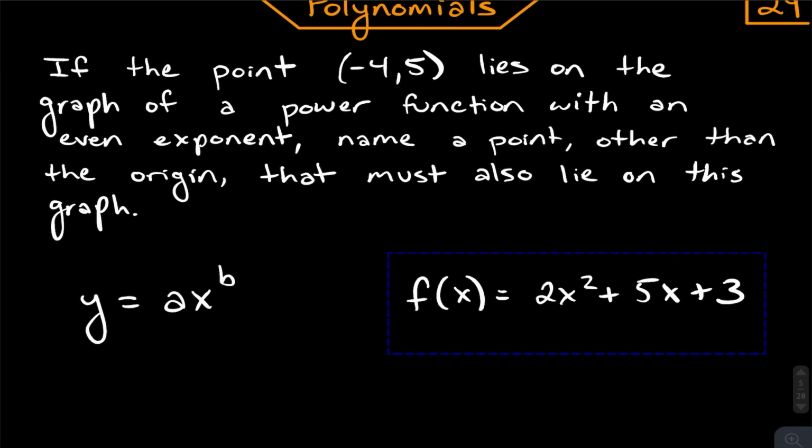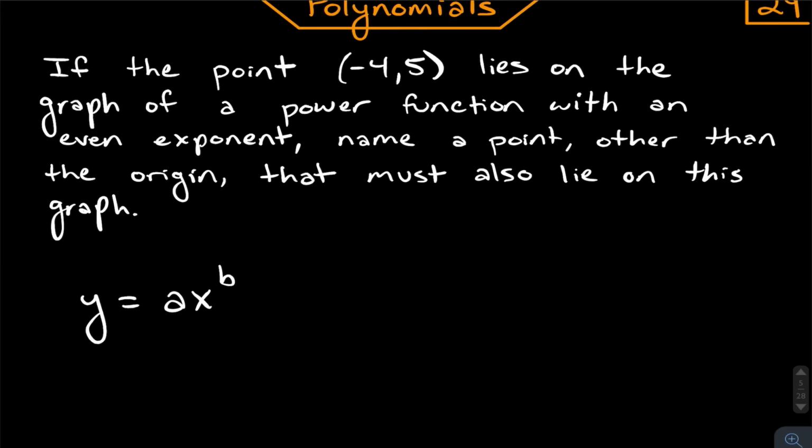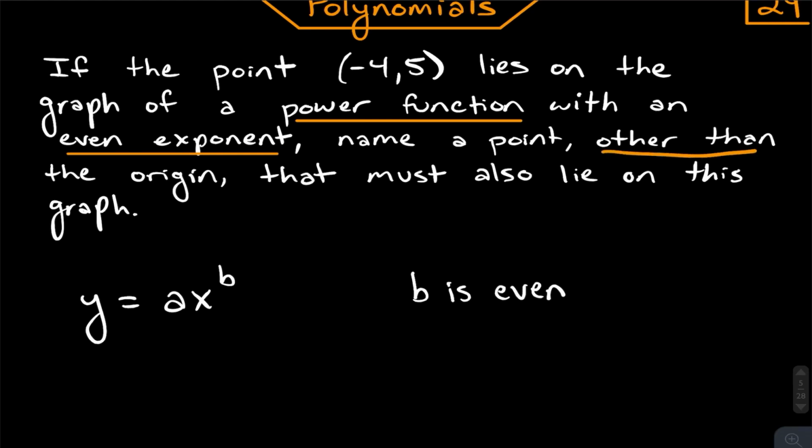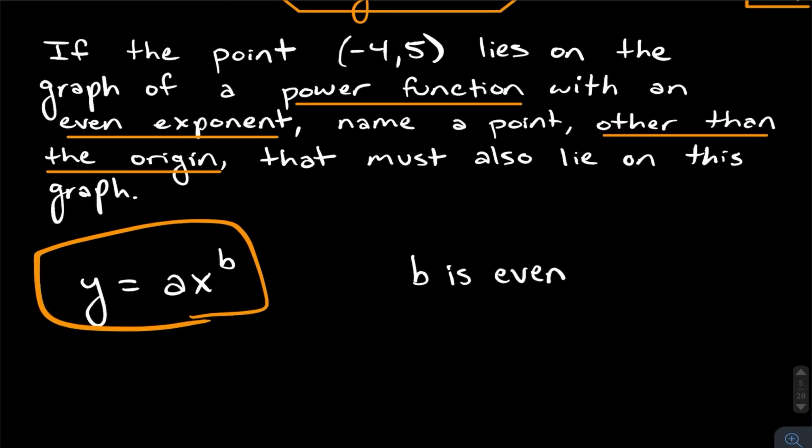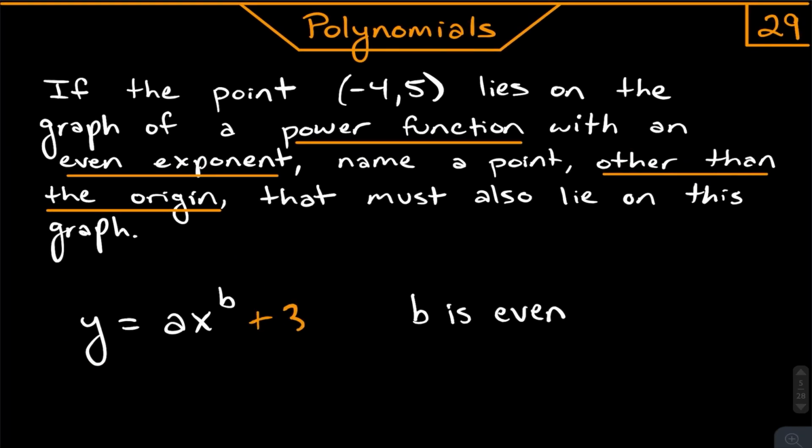And so the idea here is that a power function is just one of these, and we have a power function with an even exponent. So that's saying that b is even. Okay, so we'll just outline the key information here. We have a power function with an even exponent. Name a point other than the origin, so we don't want the origin here, because you can see hopefully that this thing will cross through the origin because it doesn't have any y-intercept out here. So you can think of that y-intercept as being plus 0. And so there's another point that must lie on this graph.